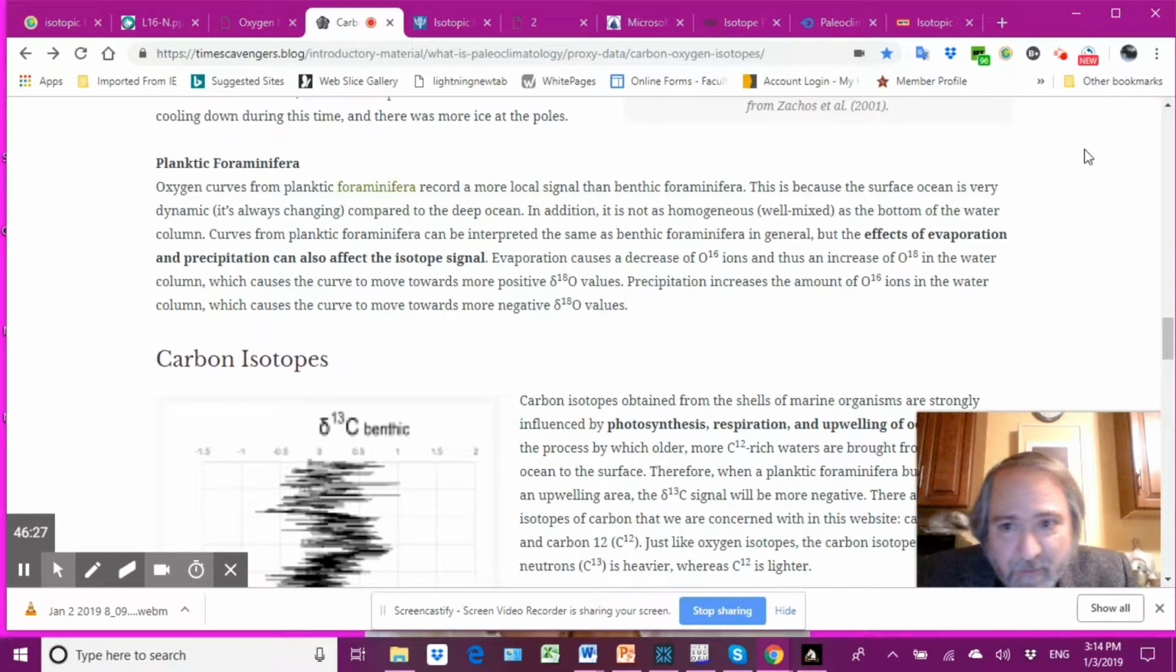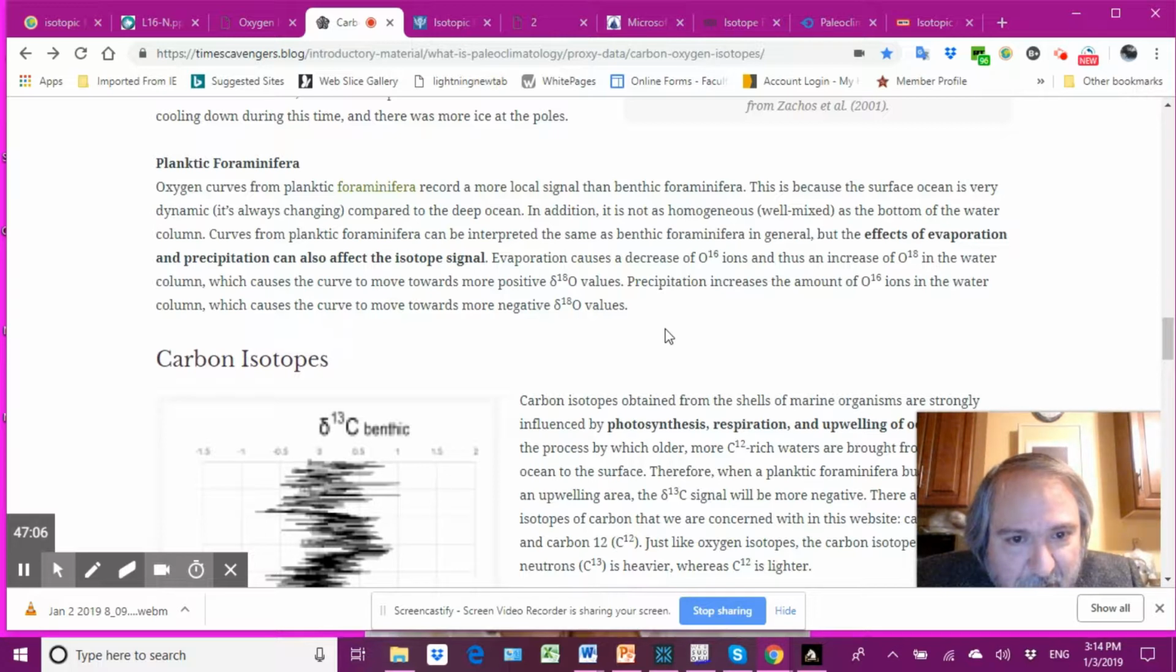Planktonic forams. Oxygen curves from planktonic forams record a more local signal. So the benthic forams give us the global signals, while planktonic gives us a more local signal, due to surface waters being very dynamic, quite heterogeneous, and so on. Curves from planktonic forams can be interpreted the same as benthic forams in general, but the effects of evaporation and precipitation can also affect the isotope signal. It gets a little trickier to tease out that signal.